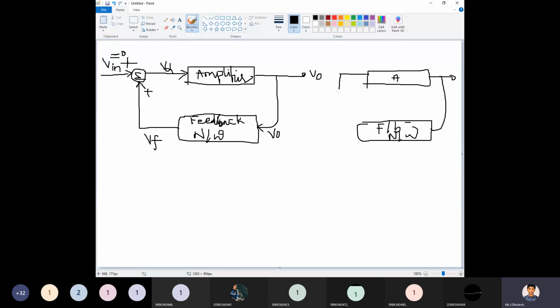We will take only this part. If V in is equal to 0, we will take only this part only. If V in equals 0, we will take only positive feedback, like this.